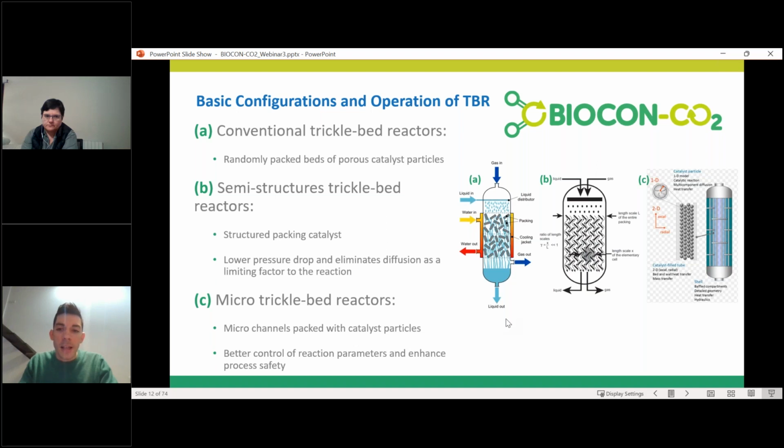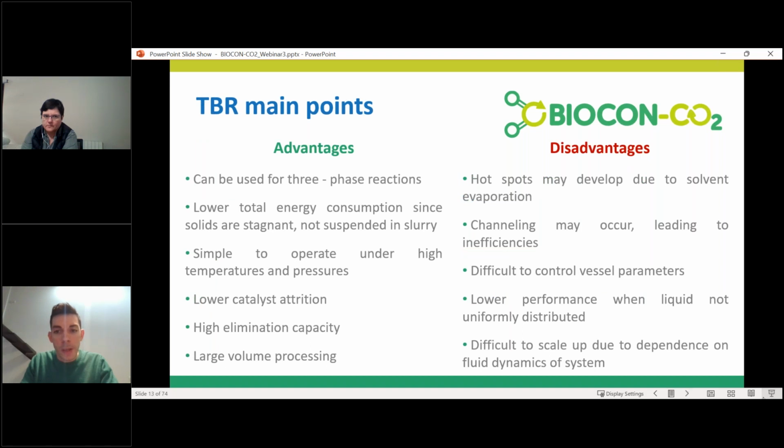And the last point, the micro trickle-bed reactors have microchannels with the catalyst that allow a better control of the reactions, which makes the process safer.